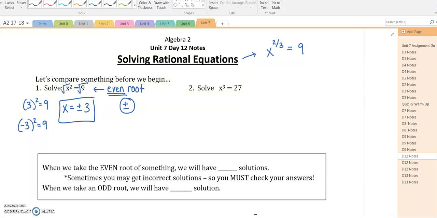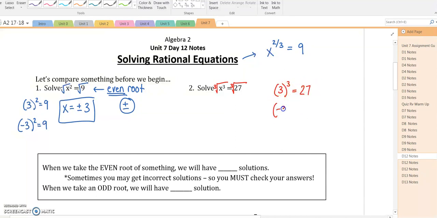Now some of you might ask, why doesn't that work for odd roots? Well, let's see. Number 2, it says solve x to the third equals 27. And again, to get rid of an exponent, we would do a root, so we would do a third root on both sides. But we could also just think about this. This is saying what number, if I raise it to the third power, would give me 27. And some of us might know, some of us might not. But 3, if I raise it to the third power, so if I do 3 times itself 3 times, that's going to give me 27.